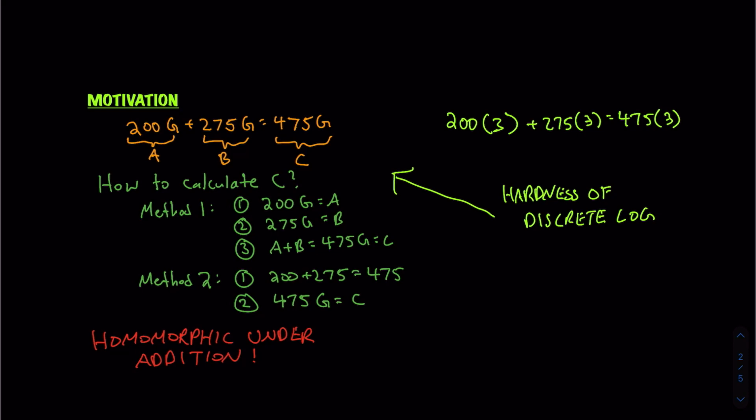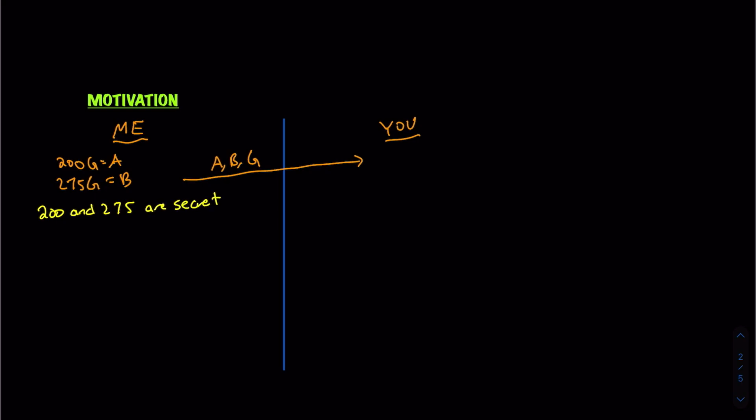Let's go back to our elliptic curve example. Say I made A by doing 200 times G on my own, and I also made B by doing 275 times G on my own. I only give you G, A, and B, and I never tell you the secret values of 200 and 275. Hopefully by now you can recognize that because of the discrete log problem, you can't find the secret values of 200 and 275 on your own if I only gave you G, A, and B.